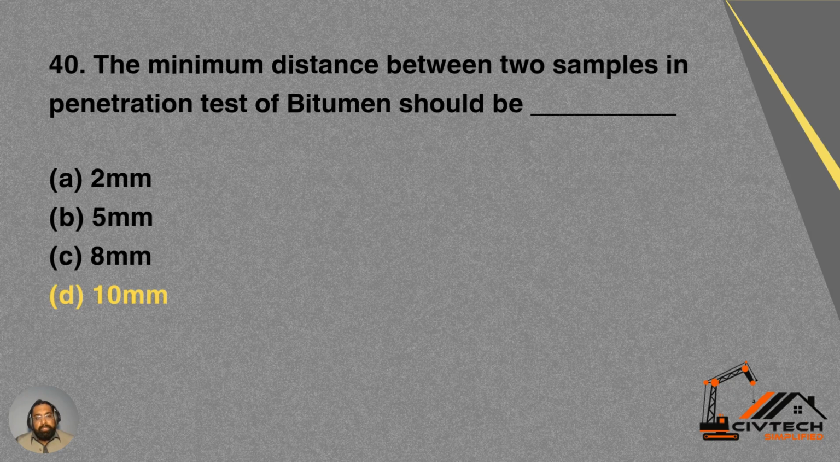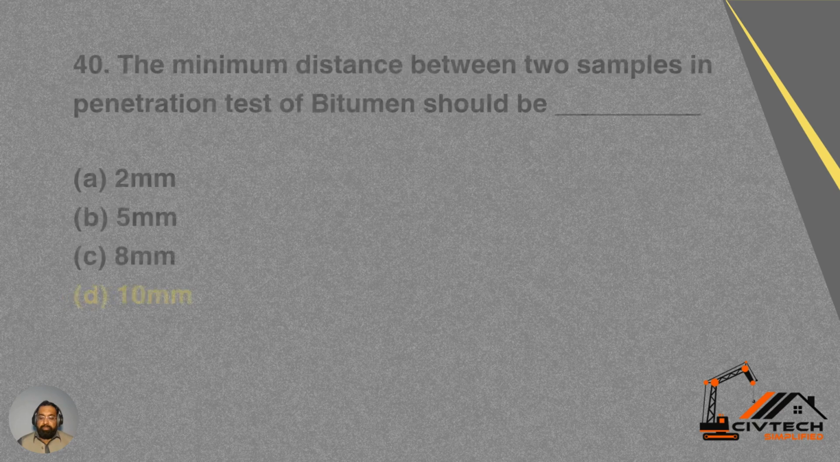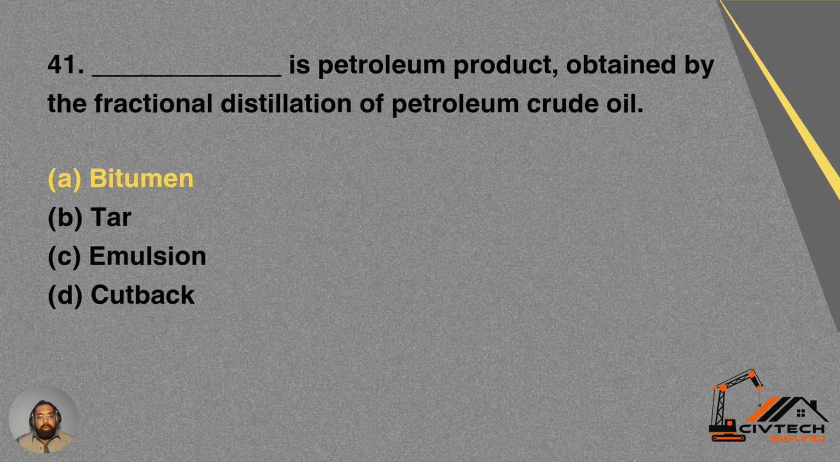Question number 40. The minimum distance between two samples in penetration test of bitumen should be. What should be the minimum distance of two samples in penetration test of bitumen? Option A, 2 mm. Option B, 5 mm. Option C, 8 mm. Option D, 10 mm. So D is the correct answer. The minimum distance should be 10 mm in between two samples for penetration test of bitumen.